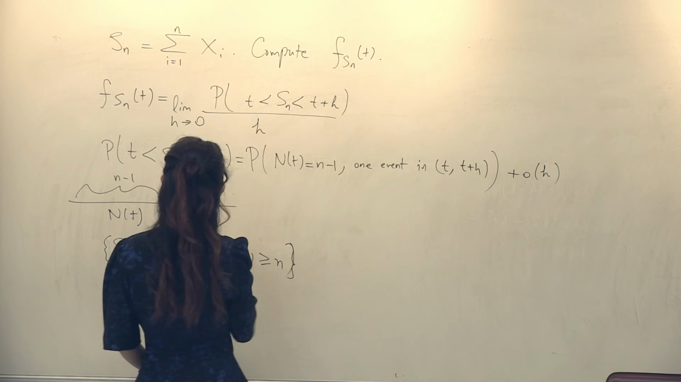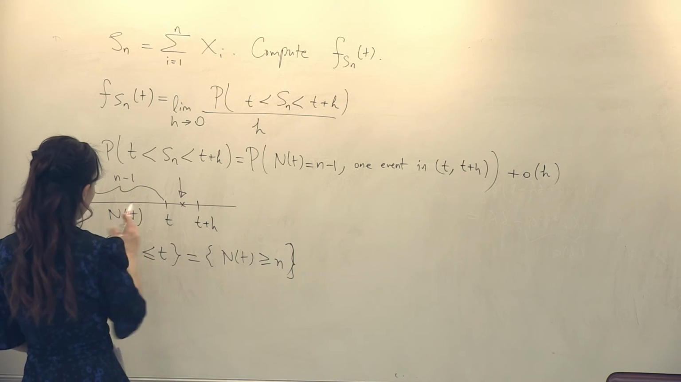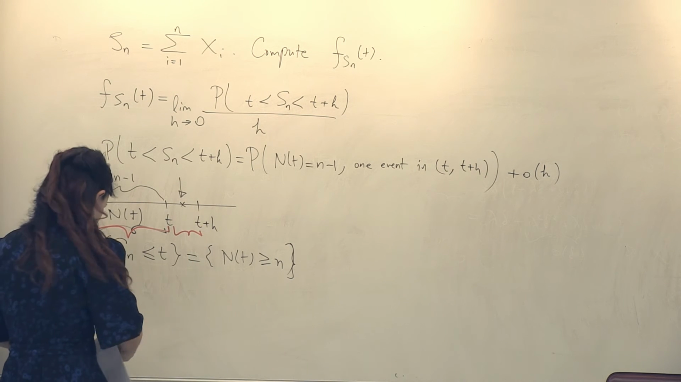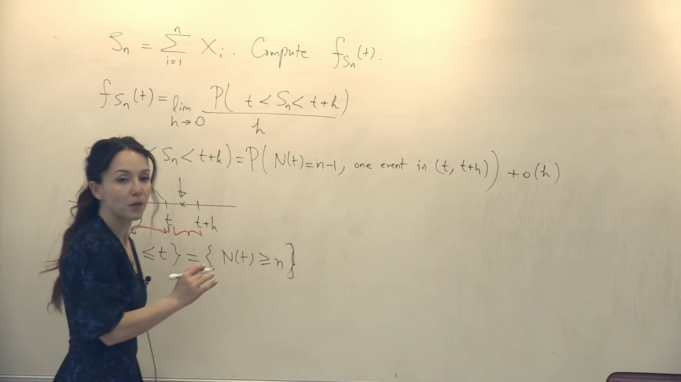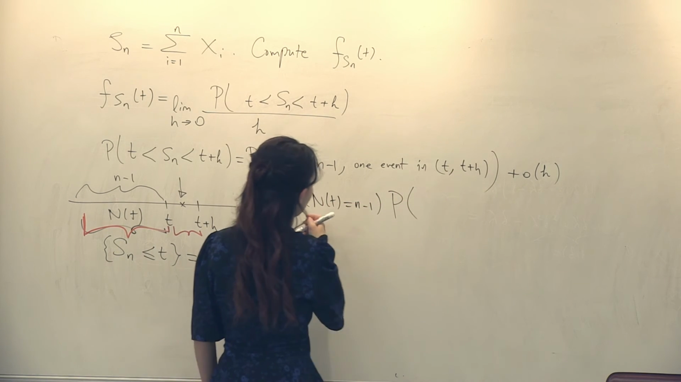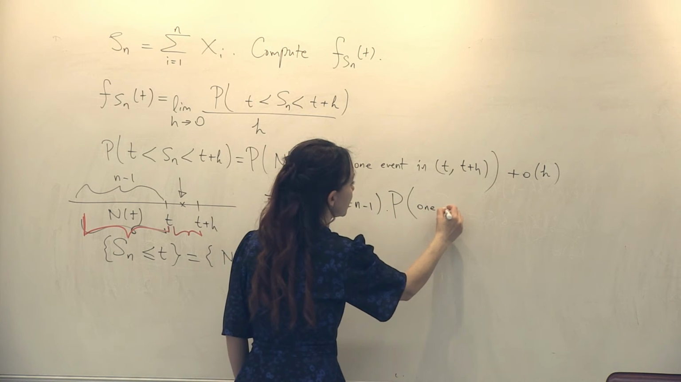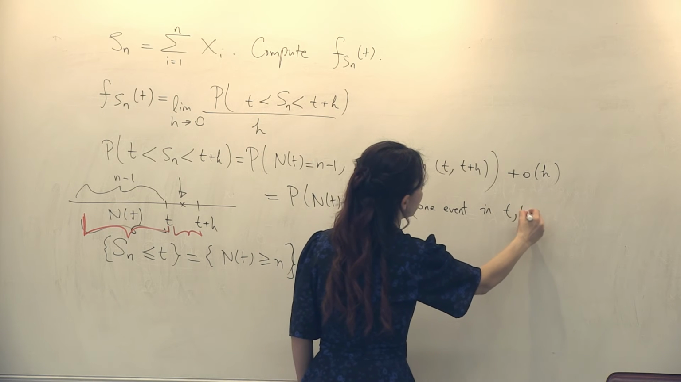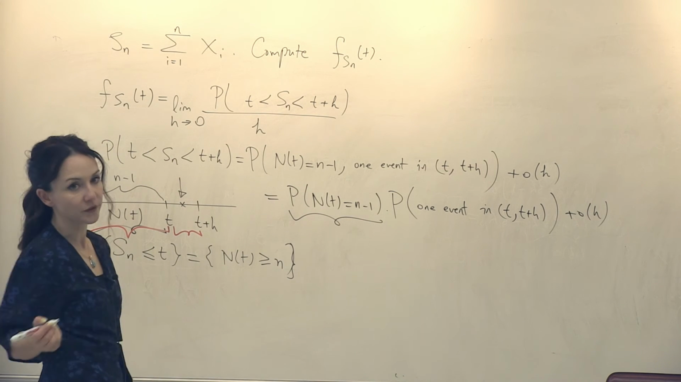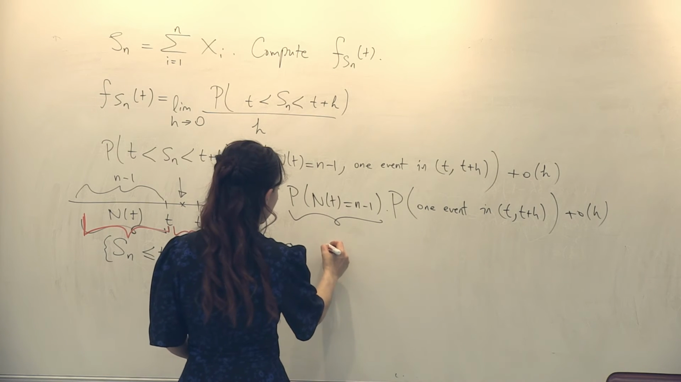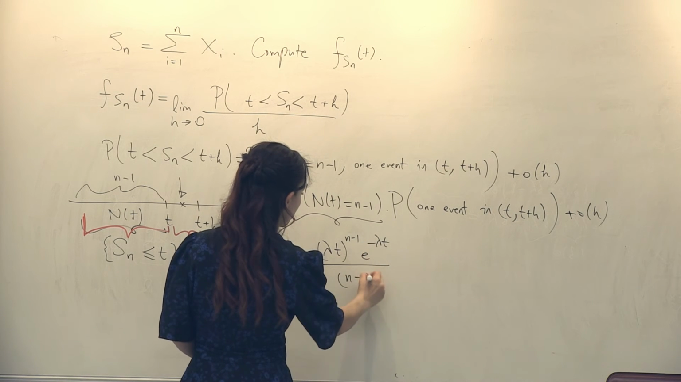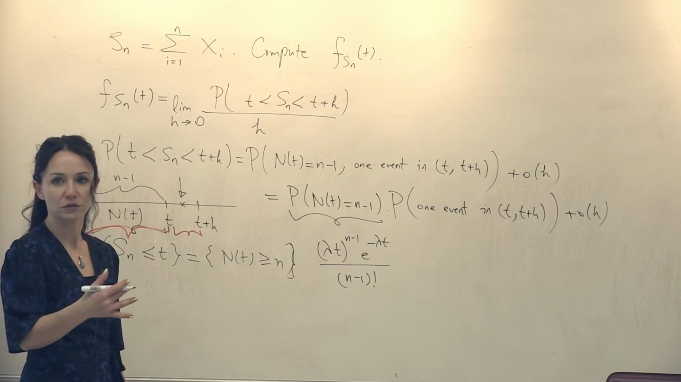But since this interval and this interval are independent, I can split this probability of the intersection of two events as a product of probabilities: the probability that N of t is n minus 1 times the probability that there is one arrival in t to t plus h, plus O of h. This I already know as lambda t to the n minus 1, e to the minus lambda t, over n minus 1 factorial. Remember, I'm using definition 3.